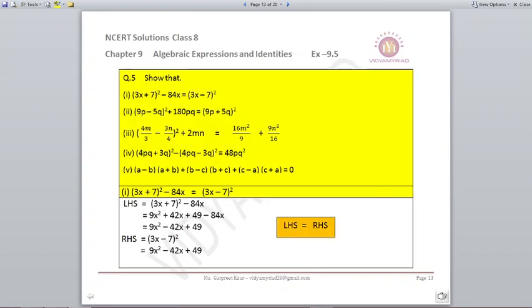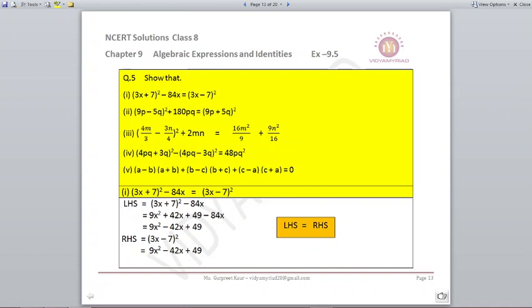Show that. Now here you have a left term and a right term. We will solve both the left and right side and see whether our left and right side are matching or not. First case, (3x plus 7) the whole square minus 84x. So apply the formula of (a plus b) the whole square. You get 9x square plus 42x plus 49 minus 84x. So when you collect the like terms, you get the answer as 9x square minus 42x plus 49.